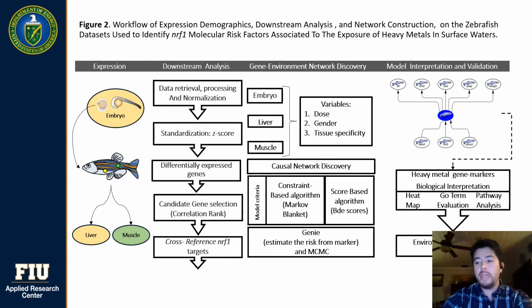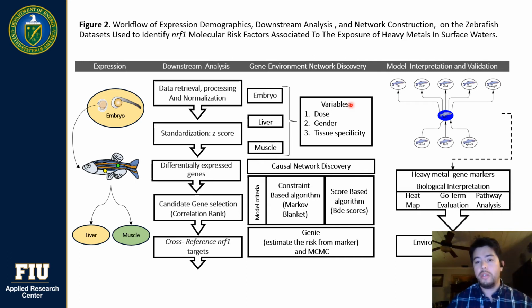I've also applied a more stringent criterion, and I've done a correlation ranking in which the majority of the genes were ranked according to gene expression as a function of heavy metal. Looking at the NRF1 targets, I've cross-referenced all of my targets using a ChIP-seq database called ENCODE. Regarding the buildup of the gene environment network discovery, here I am classifying the data into embryo, liver, and muscle. The variables of interest are those which the machine learning aspect takes into consideration.